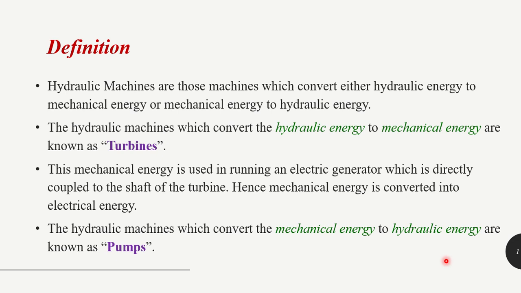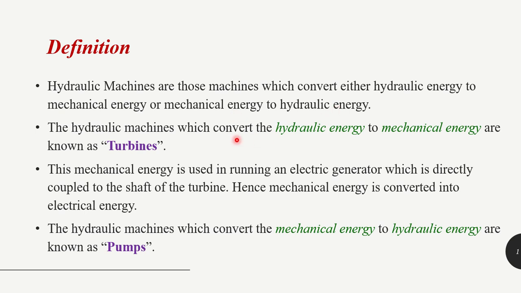Coming to the introduction part, what are hydraulic machines actually? Hydraulic machines are those which use water in their operation. Such machines are basically of two types. One type converts hydraulic energy, which is nothing but the water energy, to mechanical energy. The second type converts mechanical energy to hydraulic energy. Both of them are called hydraulic machines.